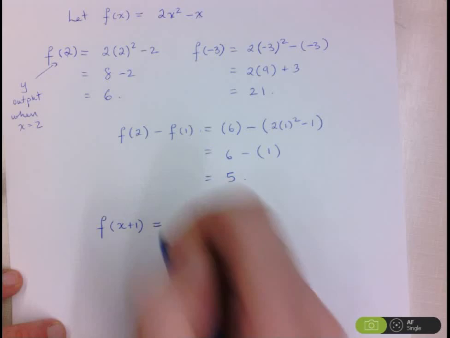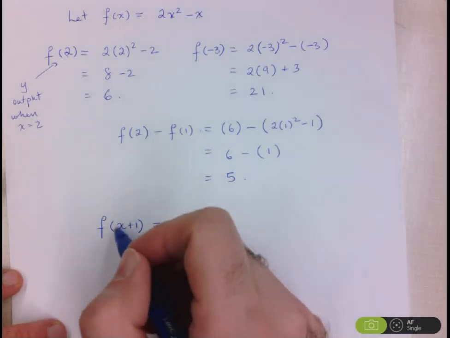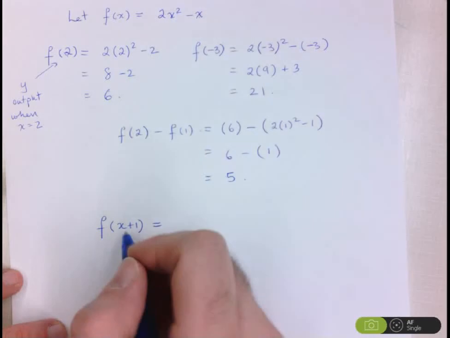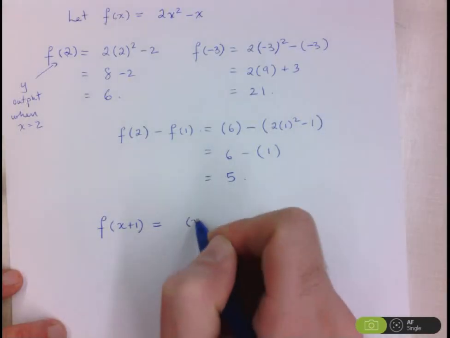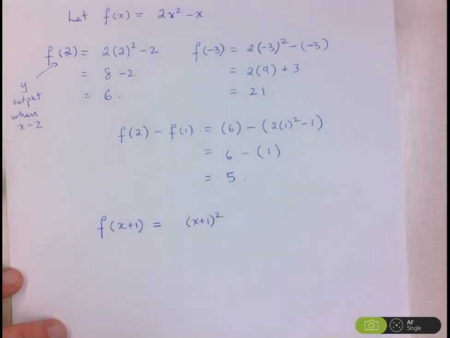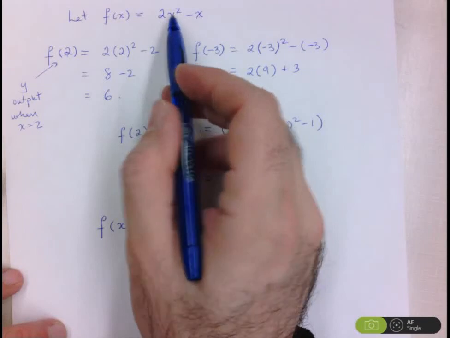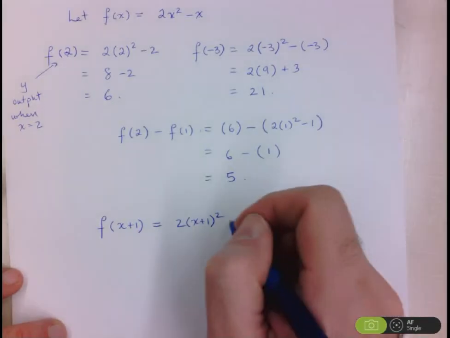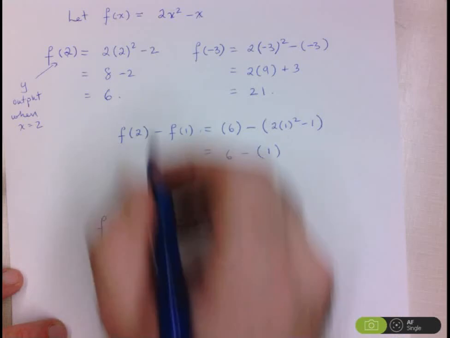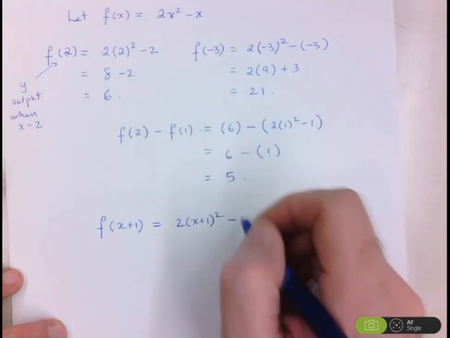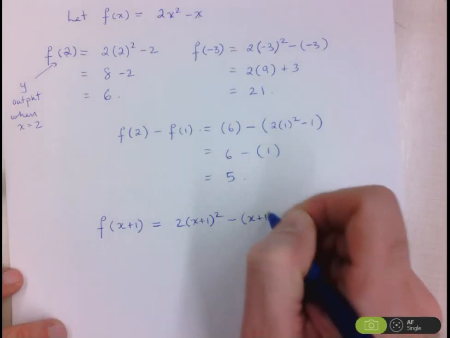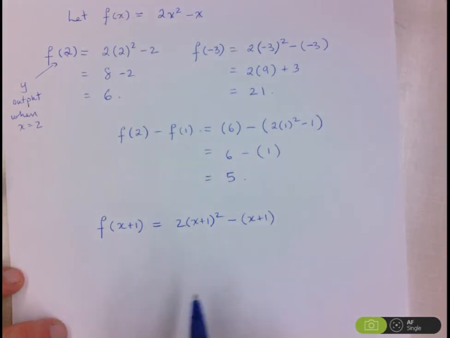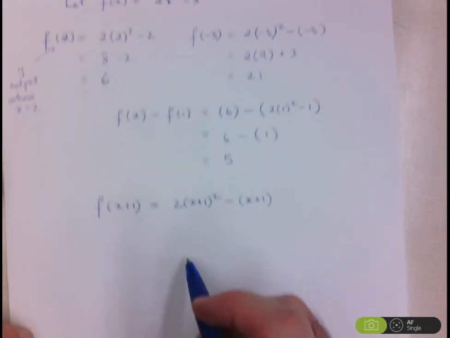So let me see what my recipe tells me to do. It tells me to take my input, whatever it is, and square it. So I'm going to take my input, x plus 1, and square it. Then I need to take that and multiply it by 2. So I'm going to multiply this by 2. And then I have to subtract whatever the input is. Again, I hope you're seeing that putting the input in brackets is vitally important to make sure I don't make any silly mistakes.